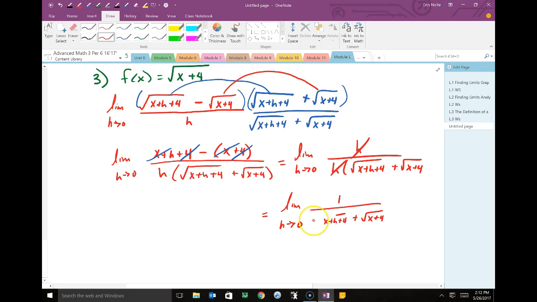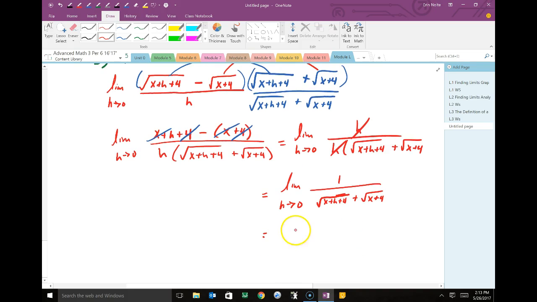What's that? Ooh, icky. Don't do that yet. We're not going to make this too bad. Let's take the limit part. Okay, so we're going to plug 0 into my h. So I'm going to take the limit. So it's going to be 1 over.